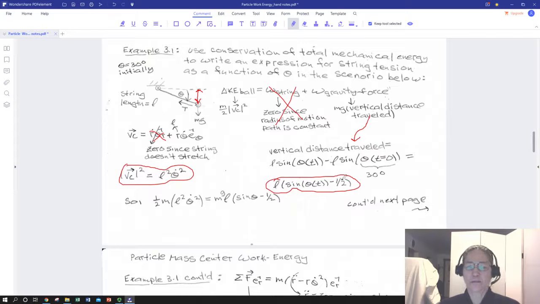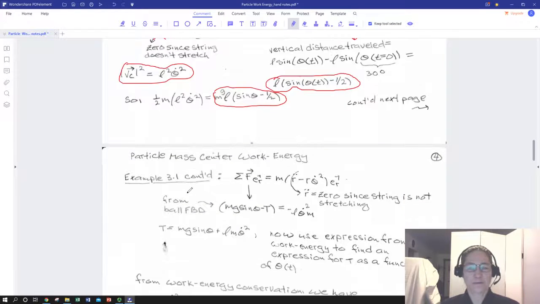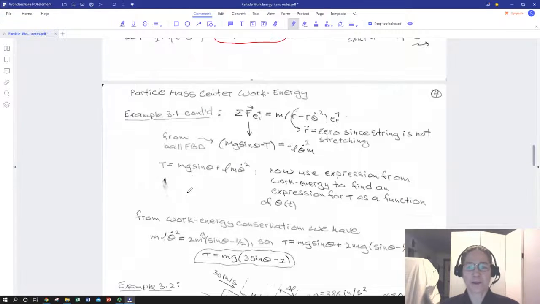So if we say mg times vertical distance traveled is the work of gravity, we end up with this expression over here. So here's the work done by gravity for any theta, and that's equal to the kinetic energy change, which is 1/2 m times v squared. So we have a nice expression there.